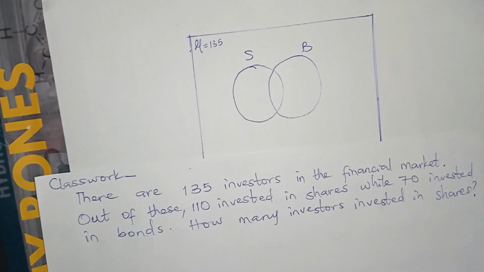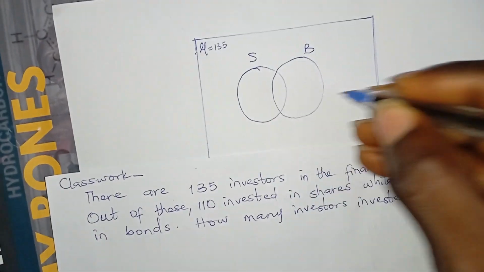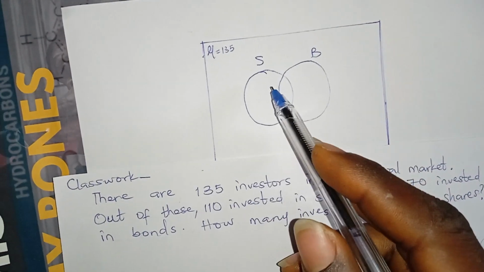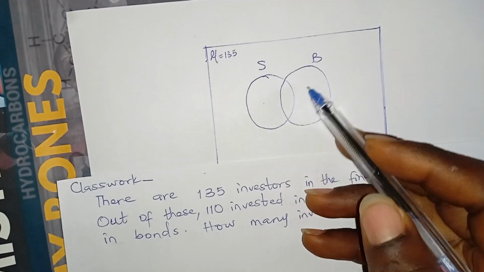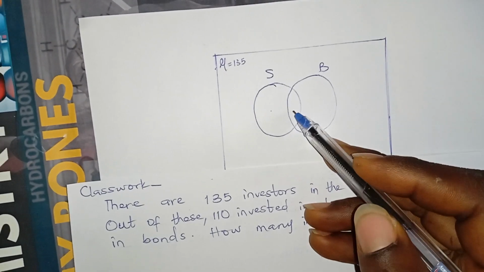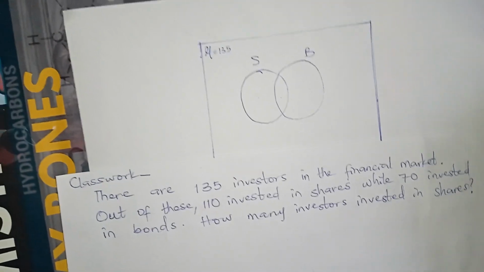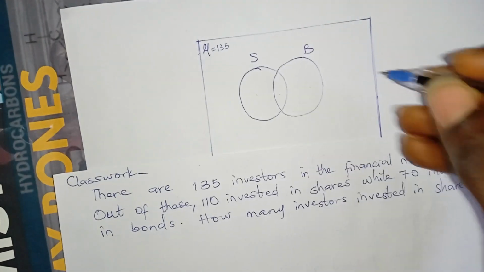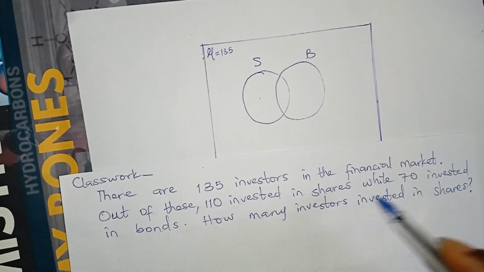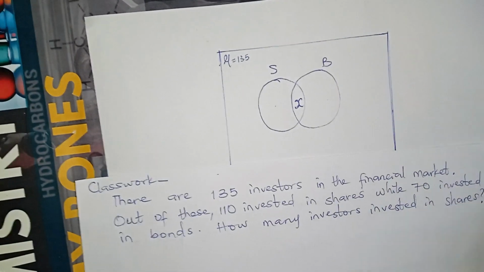Now they say out of this, 110 invested in shares. Before you start looking at the number that invested in shares only, because this part is for only shares, this is for only bonds, and this is what they have in common, the first thing I want you to always look at is what they have in common. In this case, they gave you the totals for shares and for bonds, but they did not give us what they have in common. Call it X.